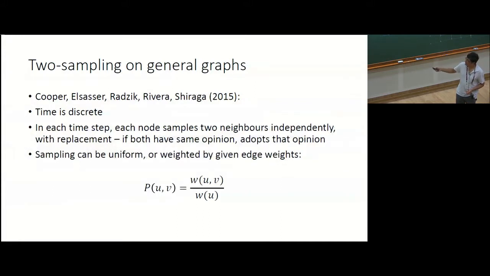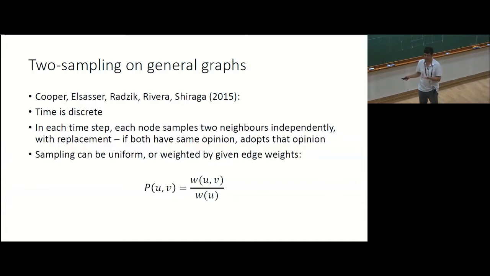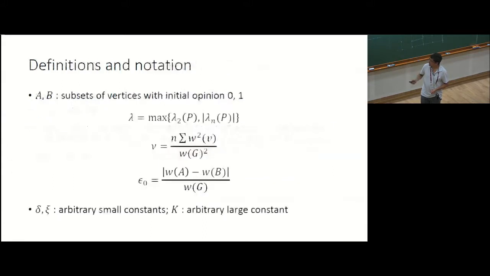They looked again at the discrete time model, and what they showed was the following. You can sample two neighbors either uniformly from your neighbors in the graph or according to a weight matrix, but you sample with replacement. So even if you only have one neighbor, it doesn't matter. You can sample them twice. All you need is for the graph to be connected. What plays a role, again, is the spectral gap of this random walk matrix, your degree distribution, so if you sample uniformly, the weights are the same as the degrees, otherwise it's the sum of the weights.